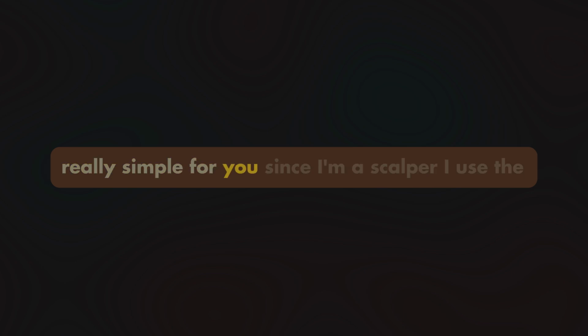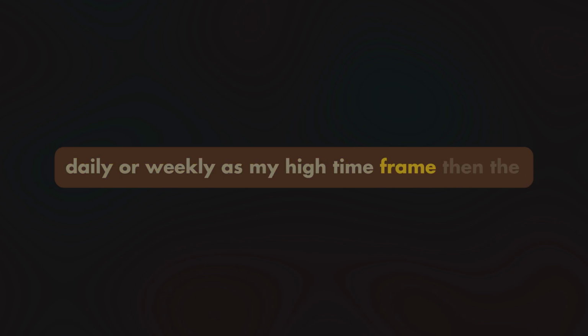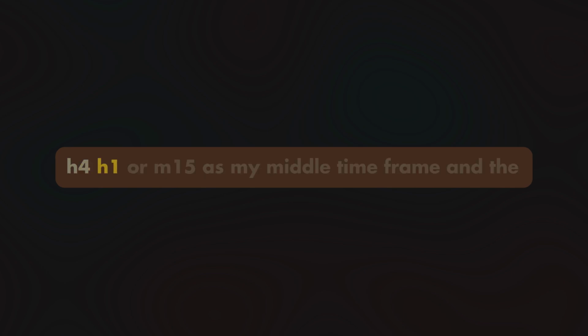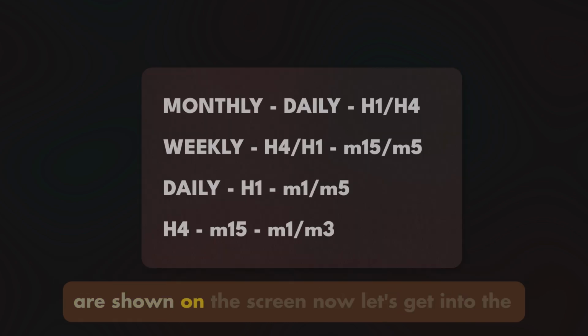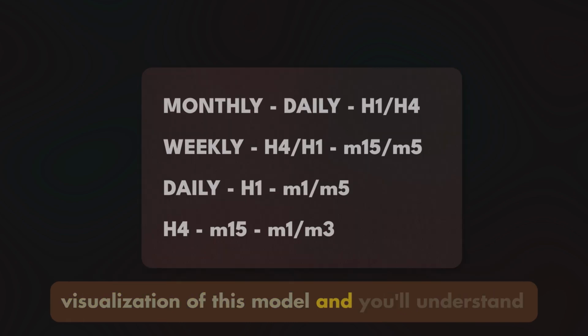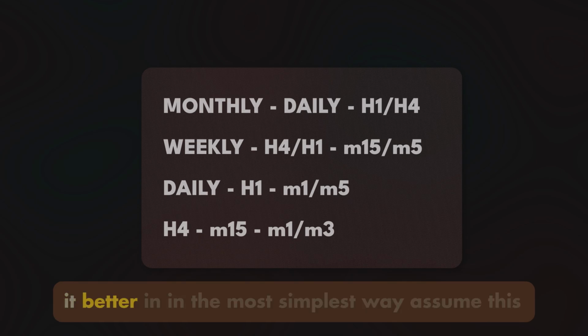and I'll actually make it really simple for you. Since I'm a scalper, I use the daily or weekly as my high time frame, then the H4, H1 or M15 as my middle time frame, and the M1, M5 and M3 as my low time frame. But you can use any of these time frame alignments that are shown on the screen. Now let's get into the visualization of this model and you will understand it better in the most simplest way.